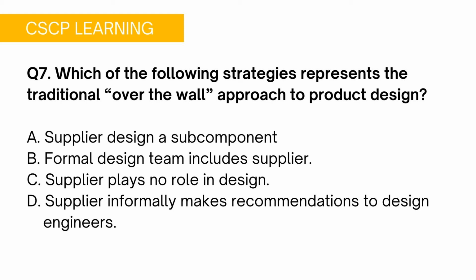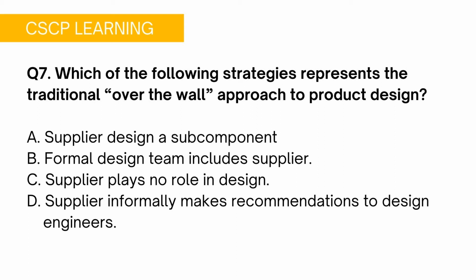Now first you should know what the over-the-wall design approach is. There are two types of design approaches. Number one, over-the-wall design, which is also known as traditional design, and the second one is collaborative design, which is a new approach in designing a product. In the over-the-wall design approach, each department works on a product until they have completed their tasks, and then they hand over the product to the next department for further work. There is no communication or collaboration between the departments, and as a result, the new product is a complete failure.